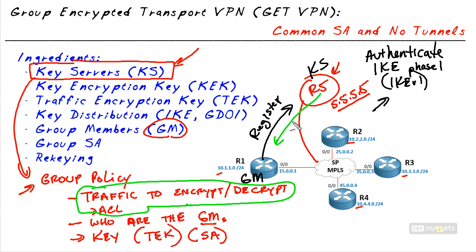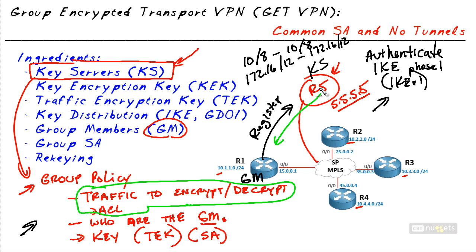Now the challenge is, what if we change policy on the key server? So in the past, for example, we have traffic being encrypted from the 10 anything going to 10 anything. What if we want to add additional policy? For example, maybe we want to include 172.16.0.0/12 going to 172.16.0.0/12. That new information would need to be pushed down to the group member so he has the latest and greatest information.